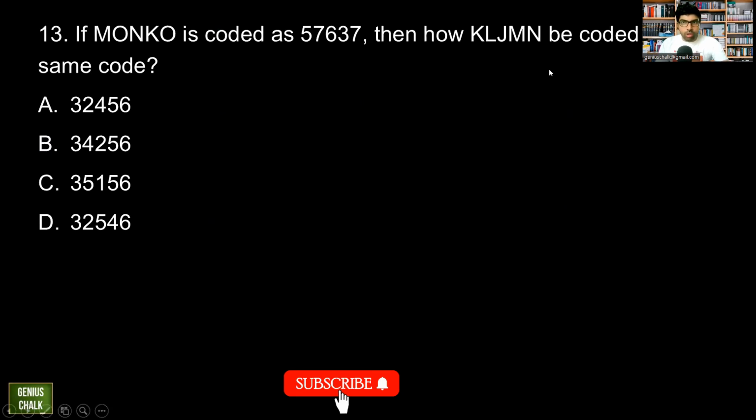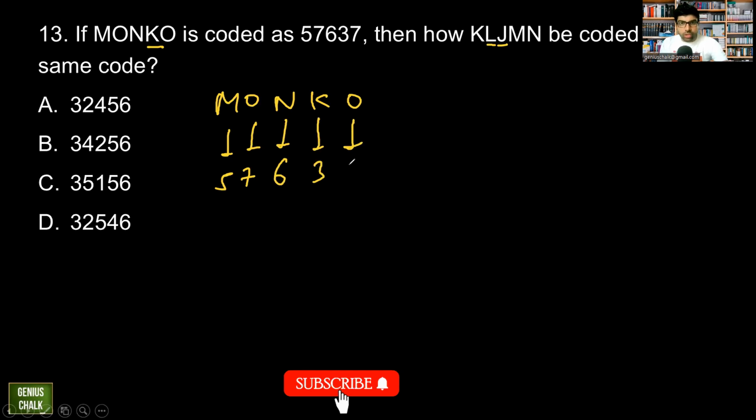Next one, Monco is coded as this. So how can KJLMN be coded in the same code? Okay, so see very carefully. Monco. First we check, are all the letters being used? No, K is there. J is not there, so we have to find the code for J. L is also not there. M and N are there. Let's find out. M is coded as 5, O is coded as 7, N is coded as 6, and K is coded as 3, and O is coded as 7.